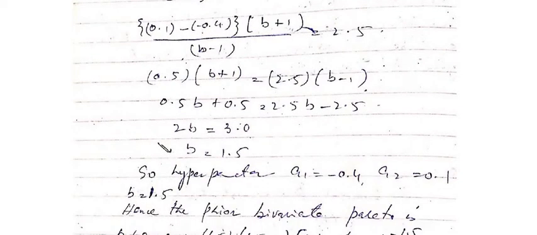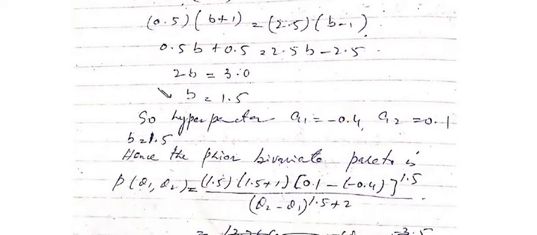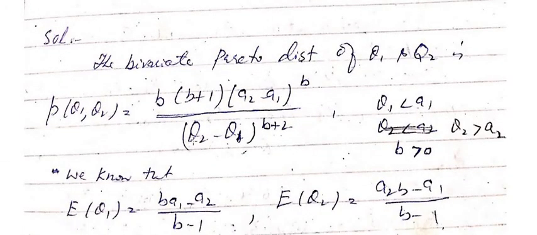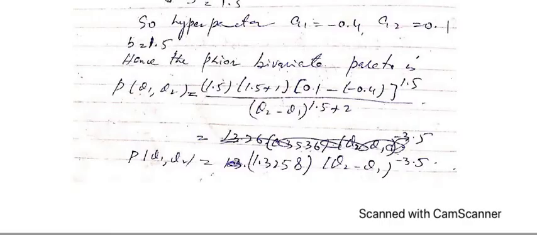Now hyperparameters. So hyperparameters a1 is equal to minus 0.4, a2 is equal to 0.1, and b is equal to 1.5, which we have obtained as above. Therefore, p(θ1, θ2) is equal to, by replacing the values in this equation, this one, bivariate Pareto distribution. After replacing the respective values in this equation, we obtained this one, that is p(θ1, θ2) is equal to 1.3258 into (θ2 minus θ1) raised to power minus 3.5.